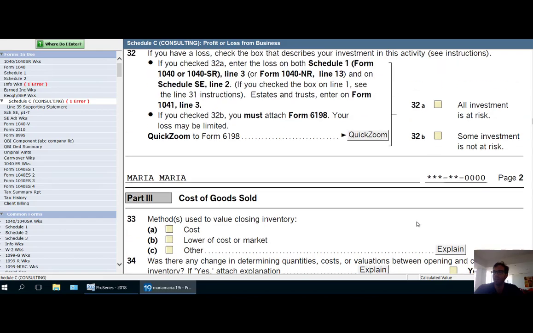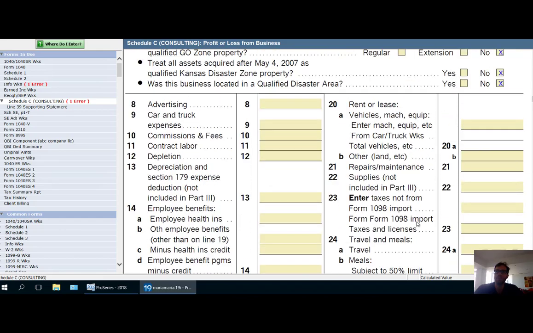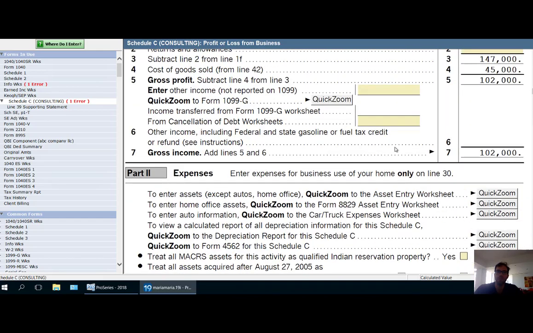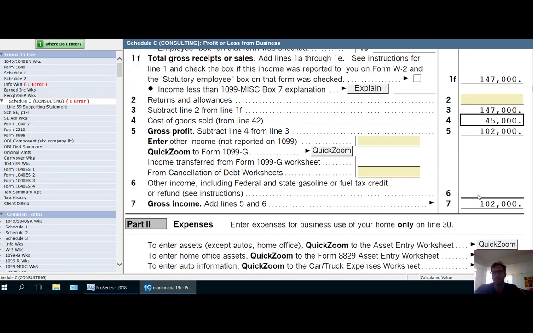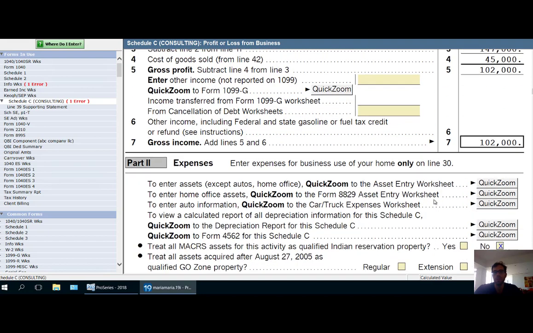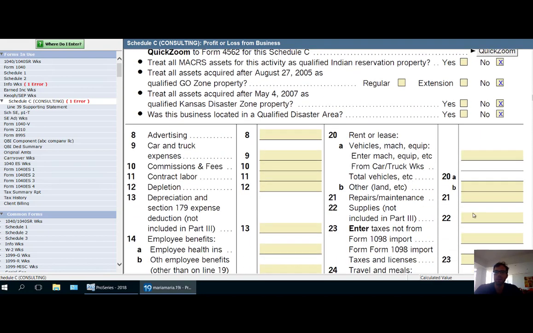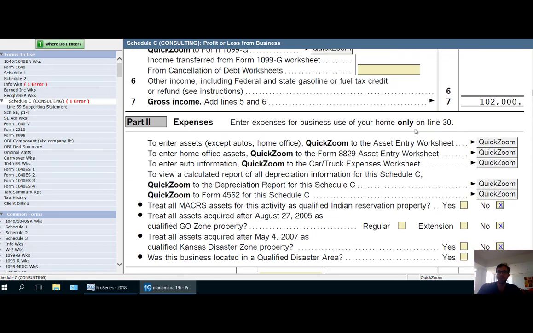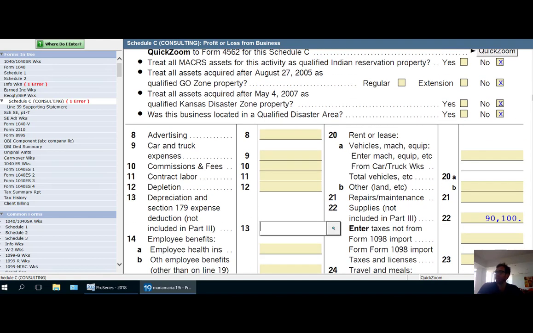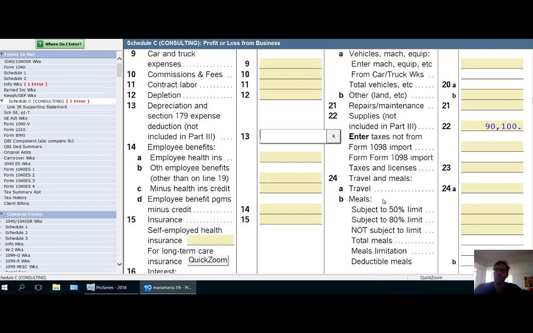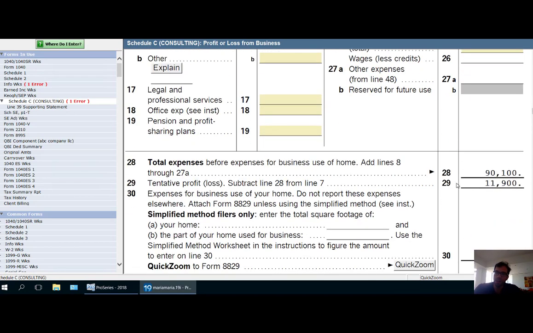Her gross profit is now $102,000. So gross income is 102 because we took the 147 as income. We subtracted out the cost of goods sold. We're left with 102. She also had 90,100 of supplies. That's not typical. It's not typical to just have gross income and then supplies of 90 grand and that's it. But we were just messing around with her profit and loss, and that's what we came up with. So we are stuck with it. Her net income is 11,900 now.